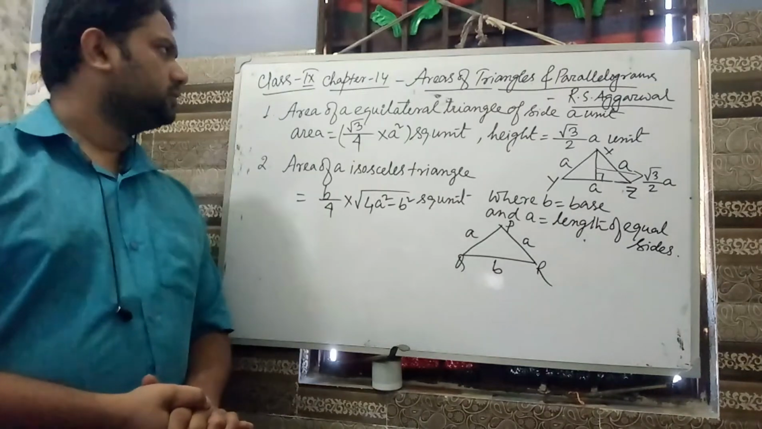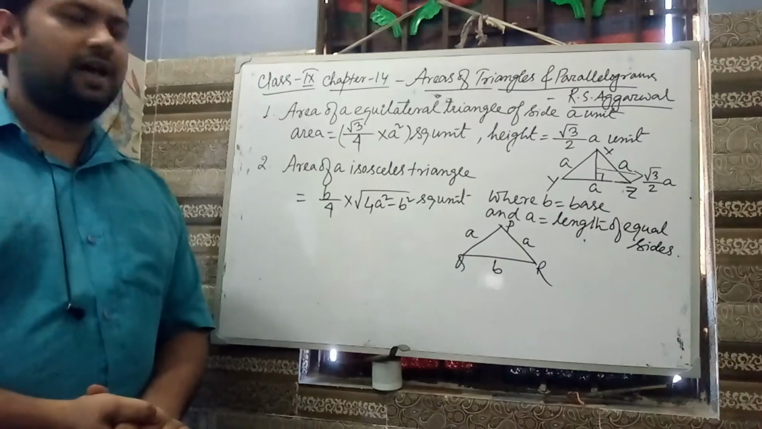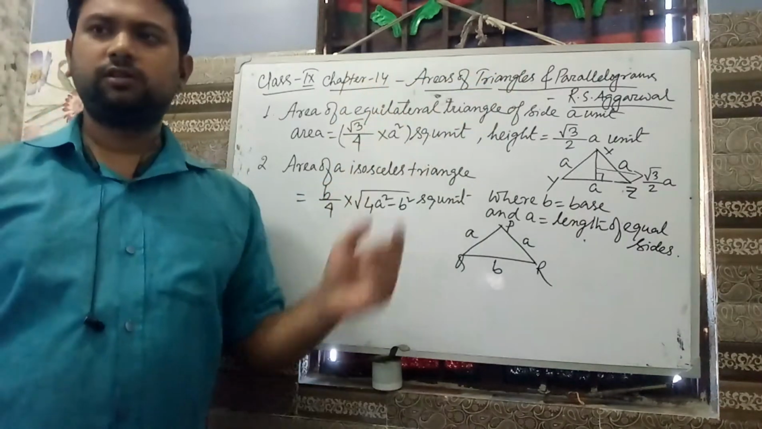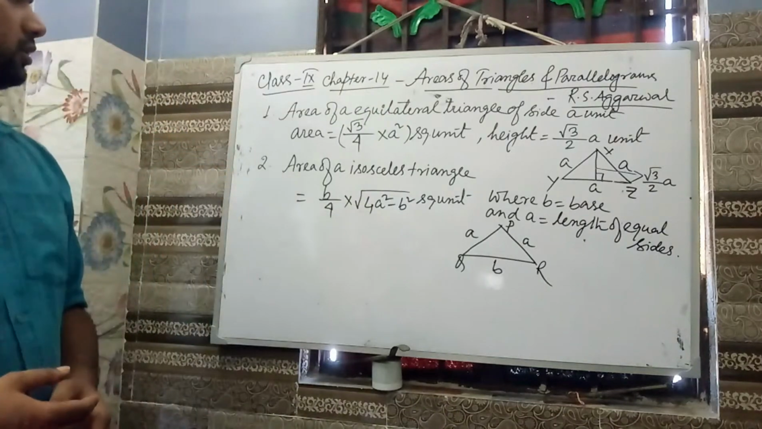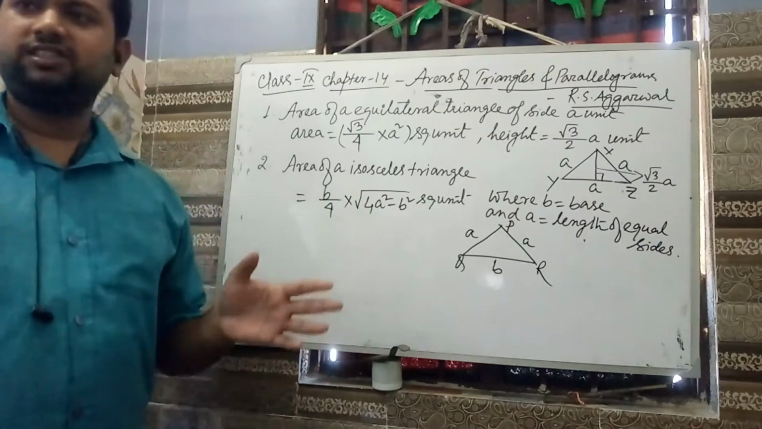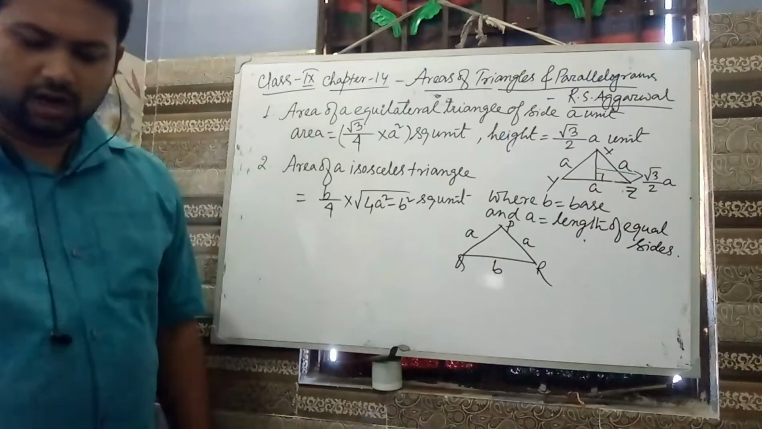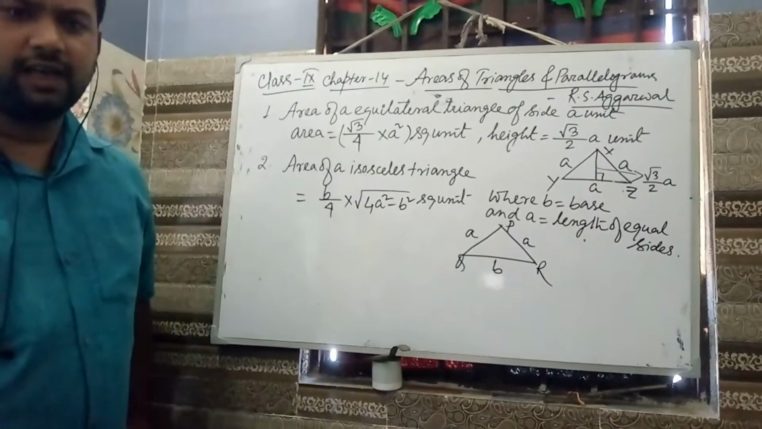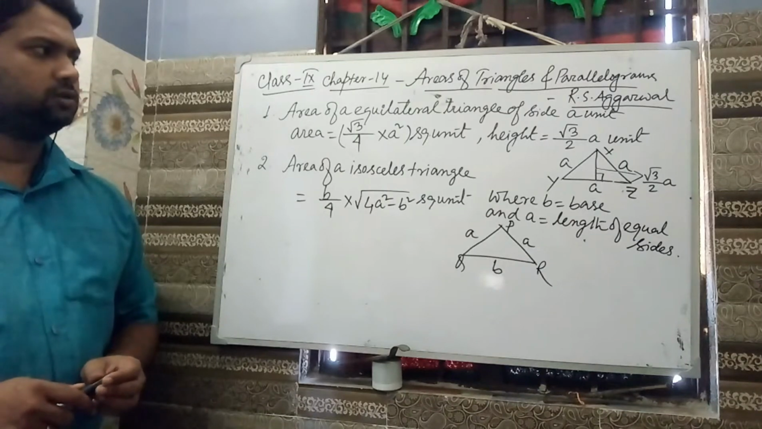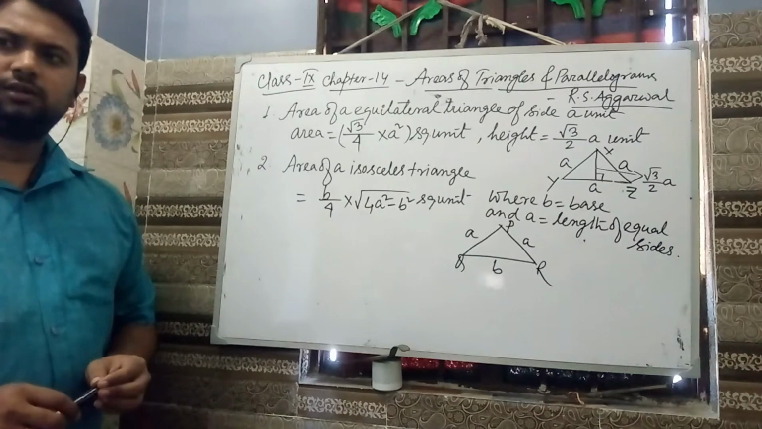Our chapter is chapter 14 of R.S. Agarwal book for class 9. Chapter is area of triangles and parallelograms. Last day we did the two formulas, that is the general formula half into base into height to find out the area of any triangle whose one side and the corresponding height is known. And we also did the Heron's formula.